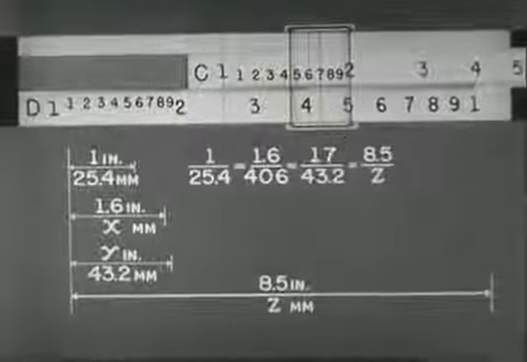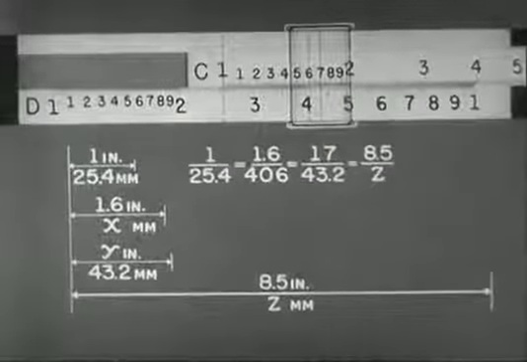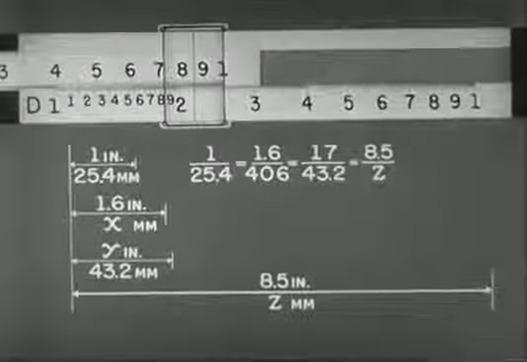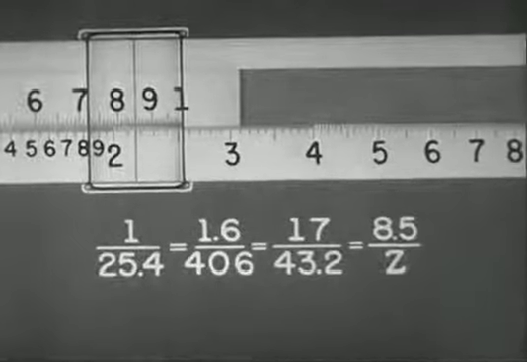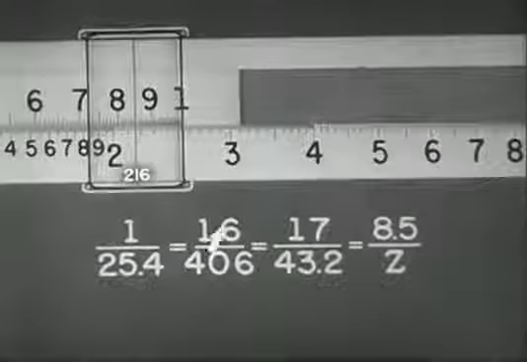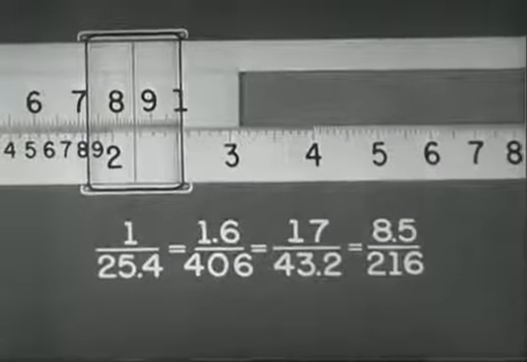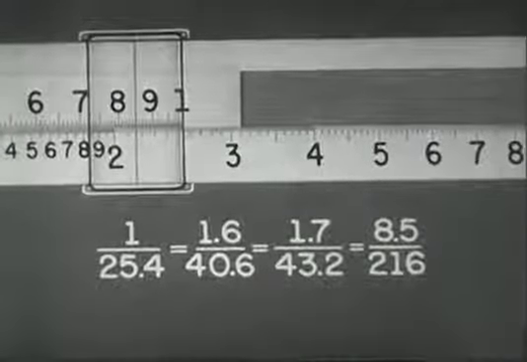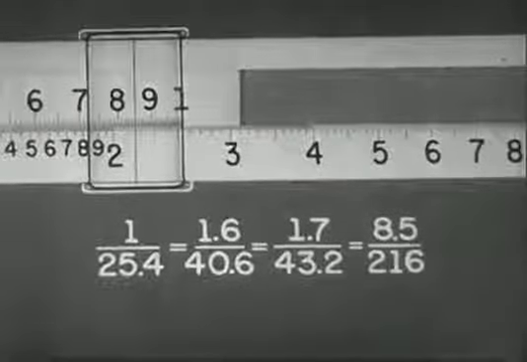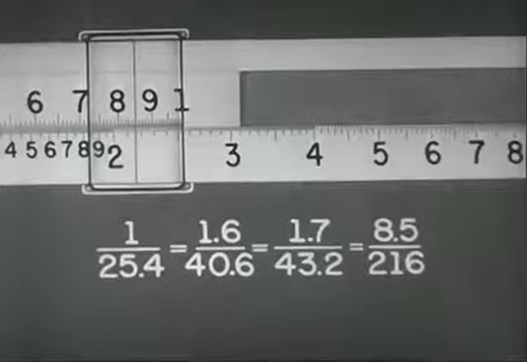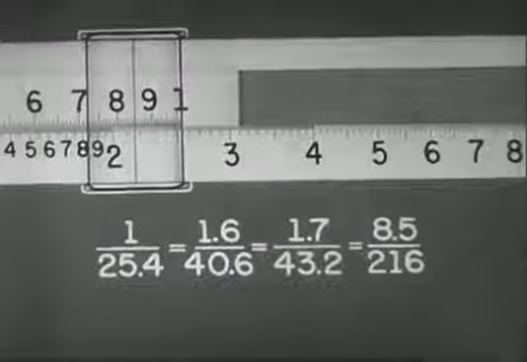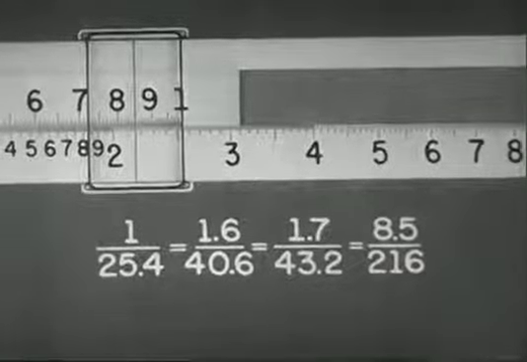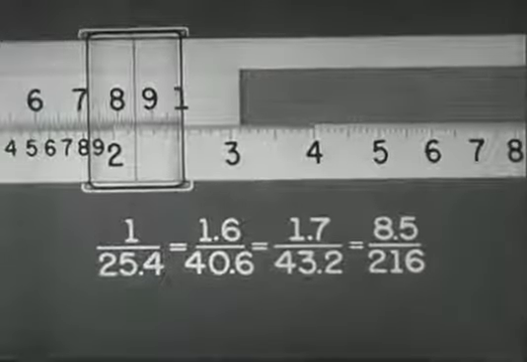Now, since 8.5 is off the body, we must shift to the other index. Set the hairline to 8.5 on C and read z as 216 on D. Again, placing decimal points in terms of the problem, we have 1 is to 25.4, as 1.6 is to 40.6, as 1.7 is to 43.2, as 8.5 is to 216.